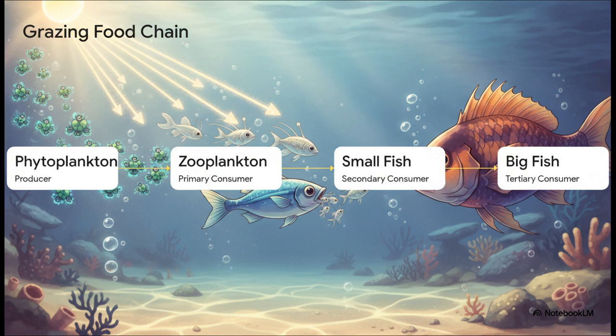It's a one-way street. It starts with our phytoplankton, the producers. They get eaten by the zooplankton, which are our primary consumers, or herbivores. Then a small fish comes along and eats the zooplankton. That makes the small fish a secondary consumer, or primary carnivore. And finally, a big fish eats the small fish, acting as our tertiary consumer. So the energy captured from the sun just keeps moving one direction straight up this chain.